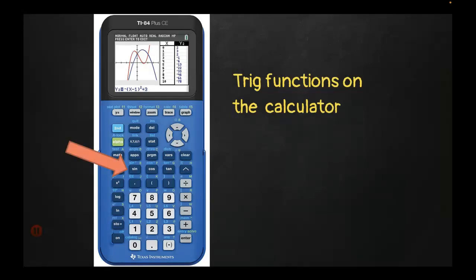Now you want to know where the buttons are for these trig functions on your calculator. You'll see that you have 2 rows above your 7, 8, and 9 buttons, with the words sine, cosine, and tangent. So you have the 3 main functions right in a row next to each other: sine, cosine, and tangent.